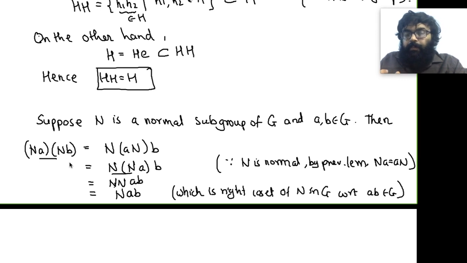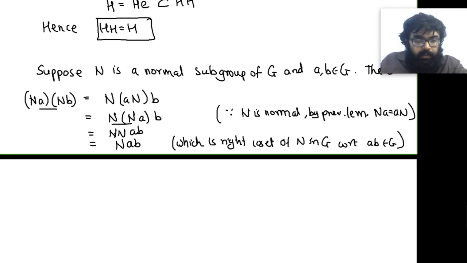So if N is normal and I take any two right cosets and multiply them, what is NA times NB going to be? It is NAB, which is nothing but the right coset of N in G with respect to the element AB, the product of A and B. So the product of two right cosets is also a right coset in G, because we have assumed N is normal. Let me write a nice statement.